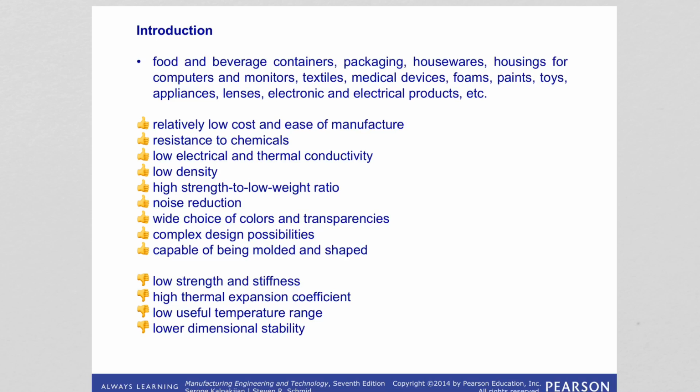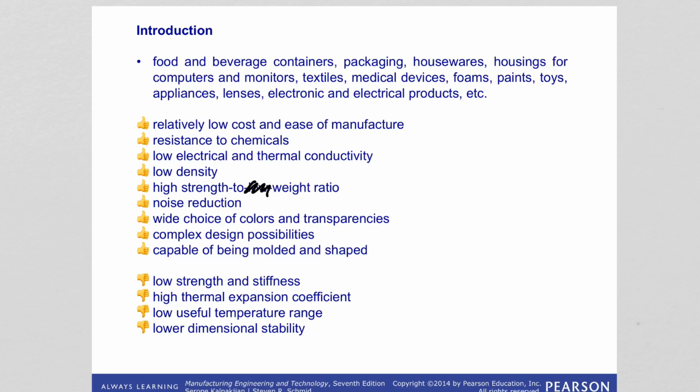So some polymers can be engineered in a way to have better strength values. Noise reduction, wide choices for colors and transparencies, complex design possibilities, and they are capable of being molded and shaped. The bad thing is low strength and stiffness. So remember, strength to weight ratio is something different than having a low strength. Let me see, there should not be any low here, right? Strength to weight ratio is high, but then they actually have low strength and stiffness, high thermal expansion coefficient.